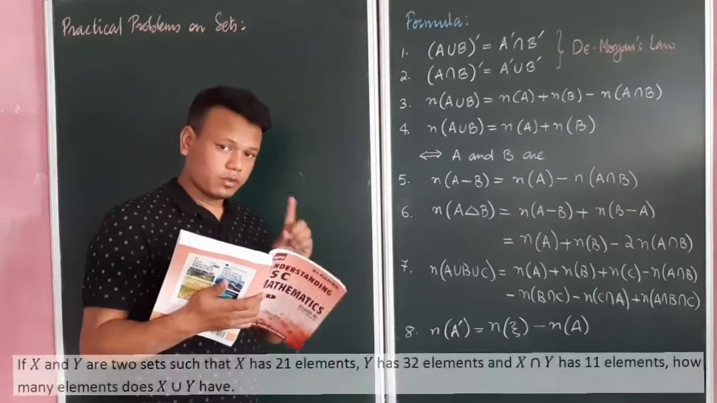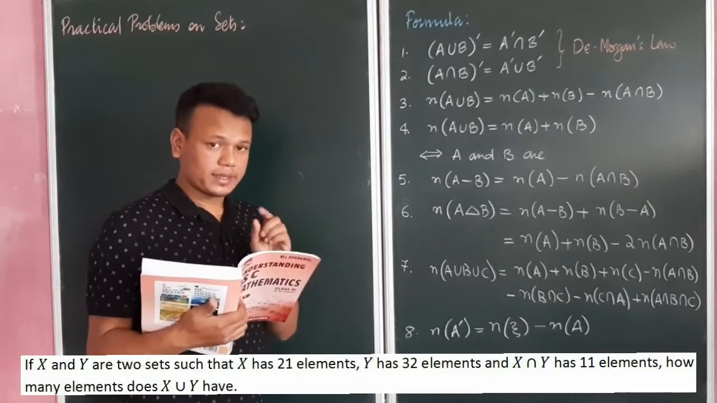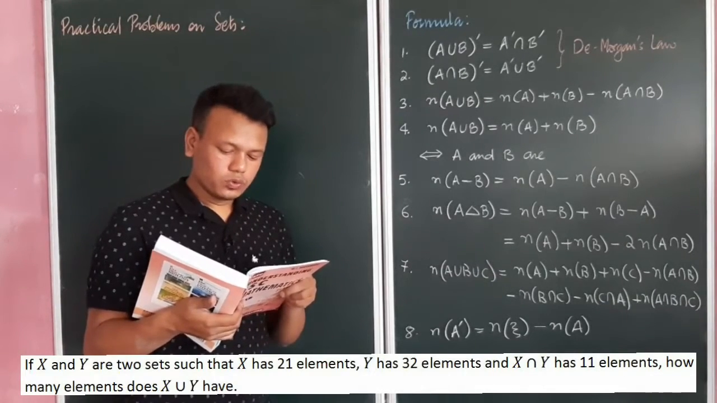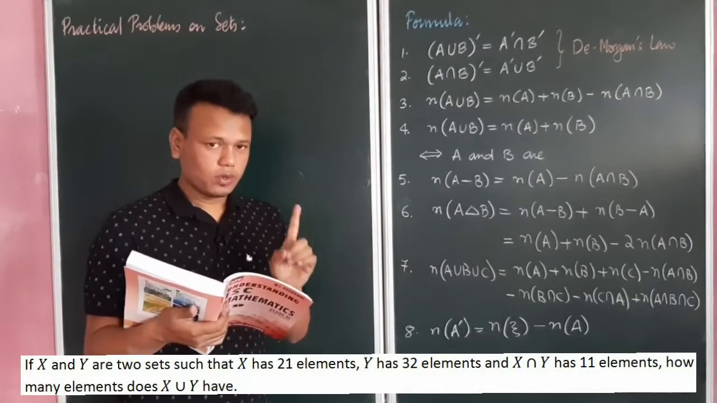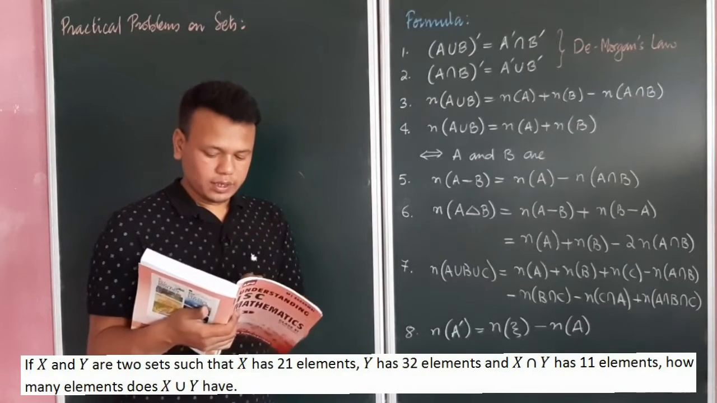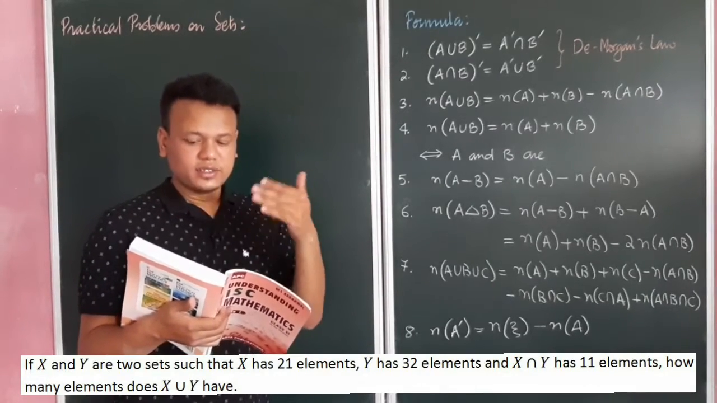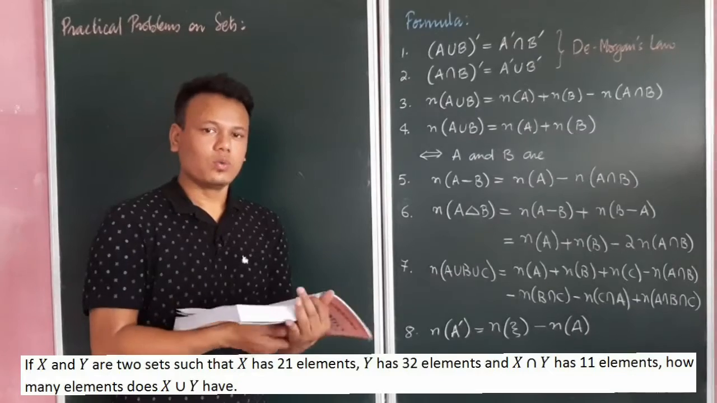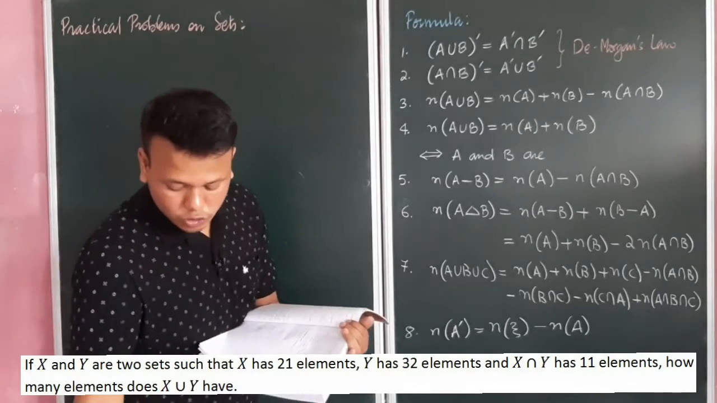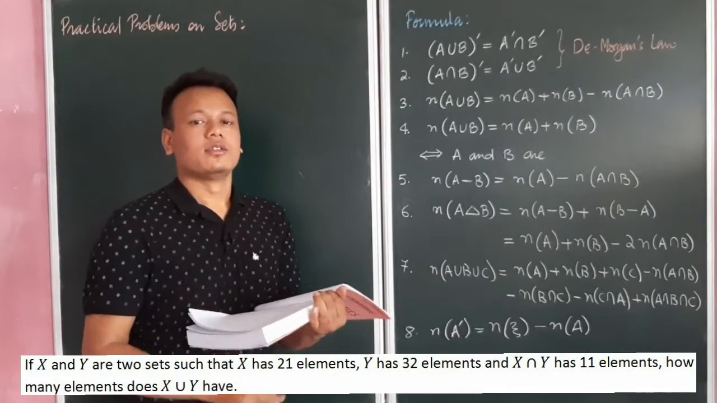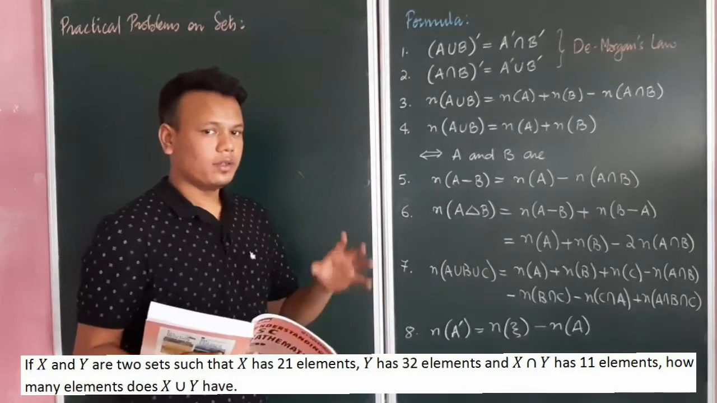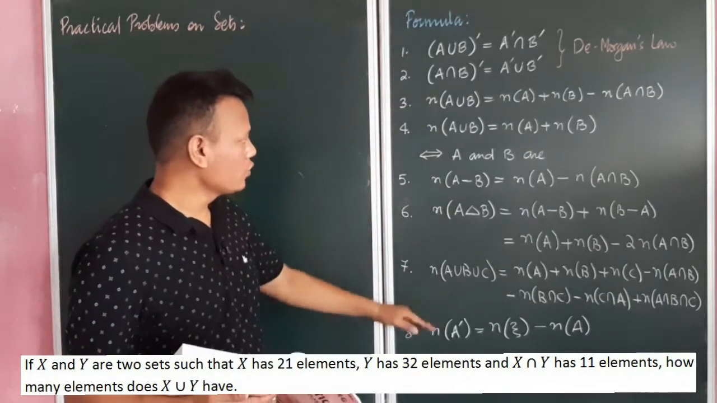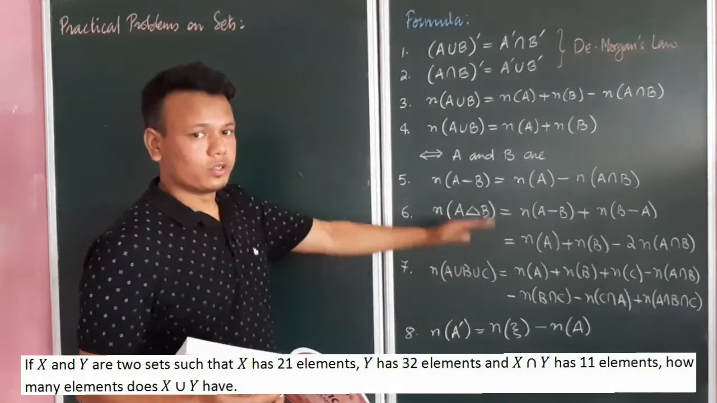Okay, so let me take the first question for the day, and I am taking question number 2 from exercise 1.4. The question says, if X and Y are two sets such that X has 21 elements, Y has 32 elements, and X intersection Y has 11 elements, how many elements does X union Y have? Since they are talking about the number of elements present in a set, they are talking about cardinality. Cardinality's formulas start from 3 to 8, so you have to use any one which is suitable for the problem.